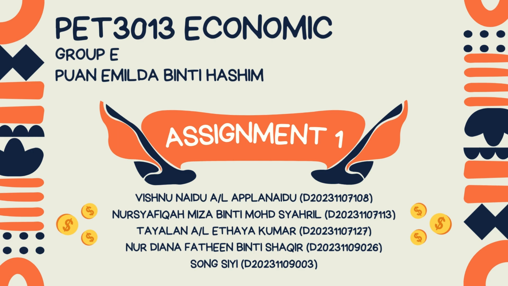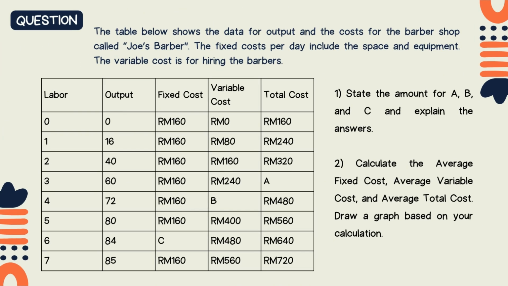Without further ado, let's delve into the topic. This question is regarding the cost and production topic. The table below shows the data for output and the cost for the barber shop called Joe's Barber. The fixed cost per day includes space and equipment. The variable cost is for hiring the barbers. For question 1, we need to state the amount for A, B and C and explain the answers.